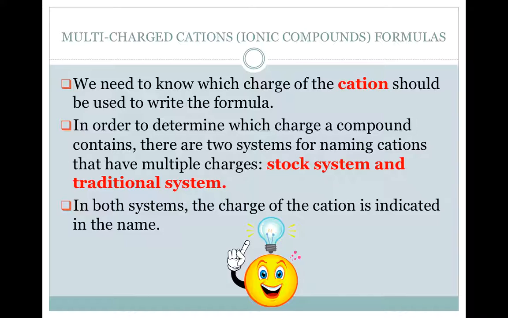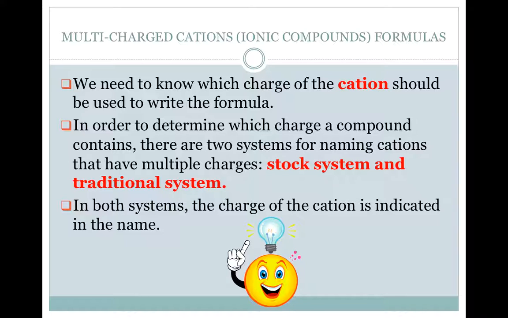So whenever we're trying to write the formulas for multi-charged cations, we have to know the charge of that cation. So we can't just guess, is it +2 or +3? We have to know what the charge is. So in order to determine the charge of the compound, there are two systems that we can use. One is called the stock system, and one is called the traditional system. In both systems, the charge of the cation is given in the name.